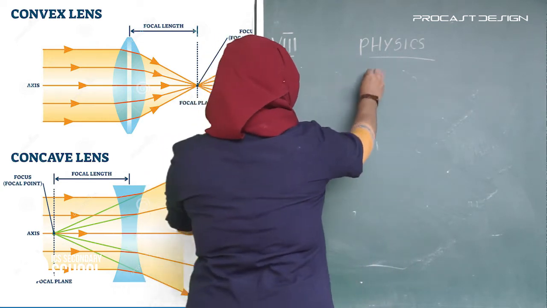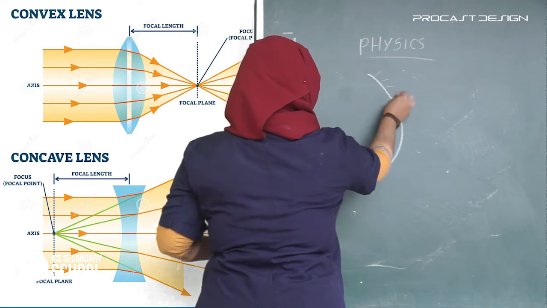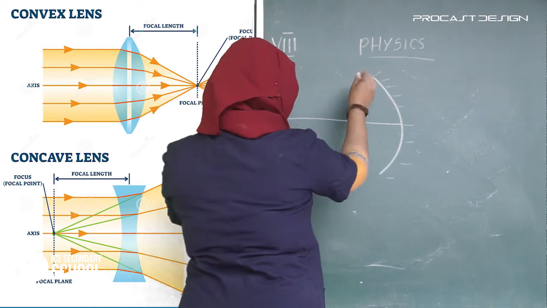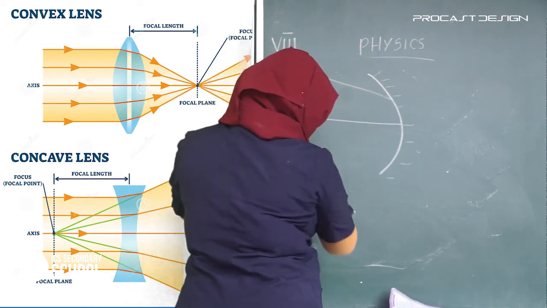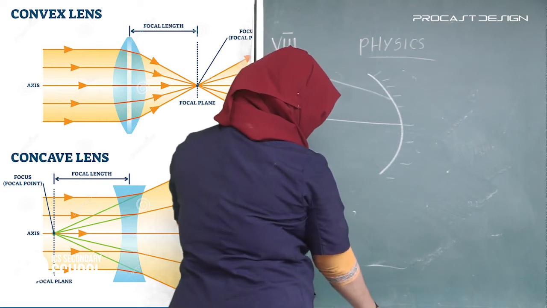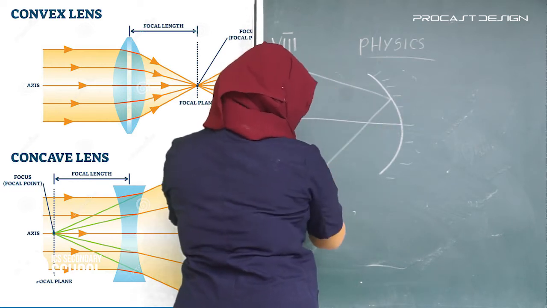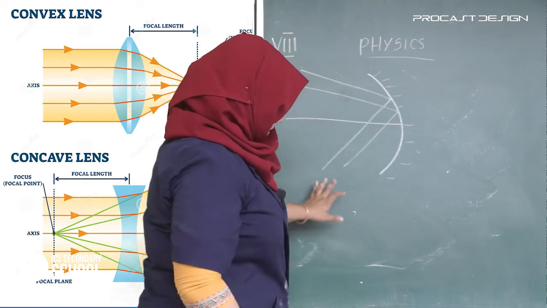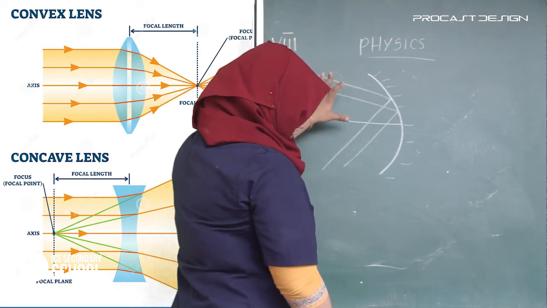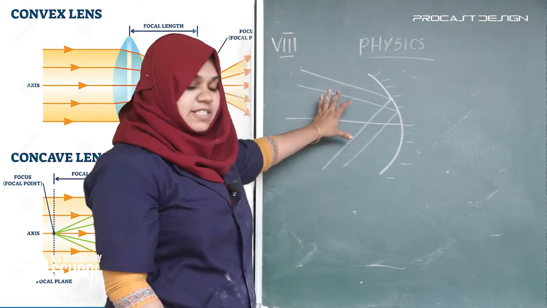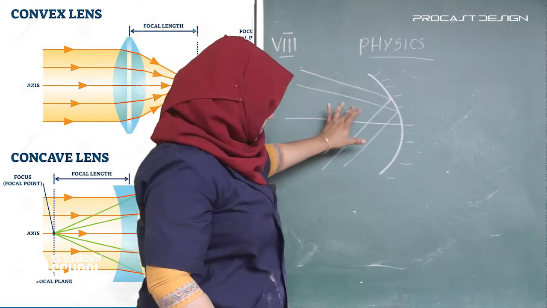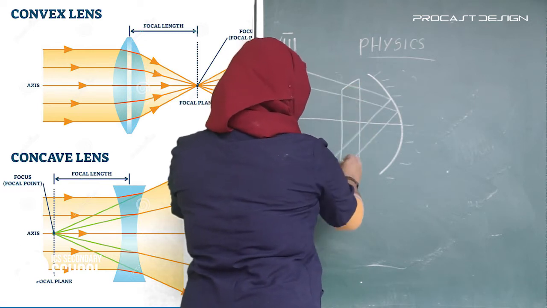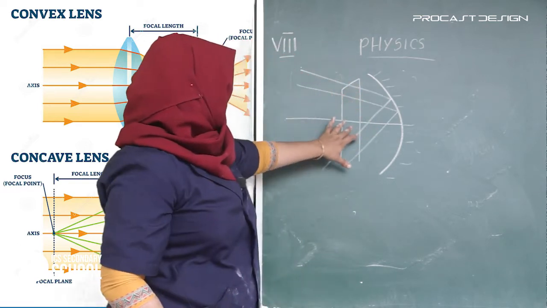Next, this is concave. If light comes from infinity obliquely, then what happens? It is focused at different points, making different angles with the principal axis. The plane where the principal focus is, gets focused at different points.